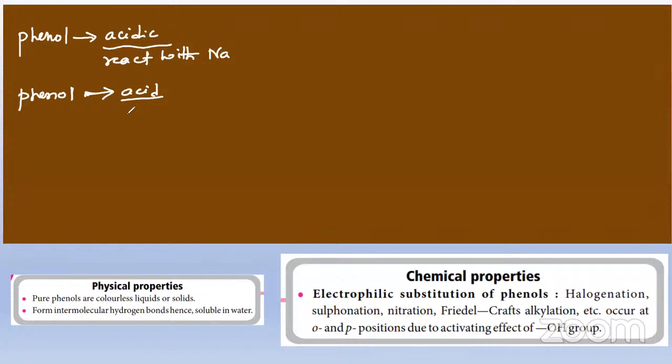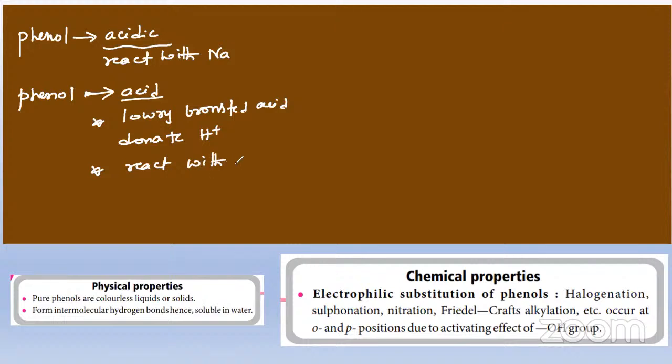What kind of acid? It is a Lowry-Bronsted acid. What is a Bronsted acid? One who donates a proton, one who donates H+. Yes, sir, it is an acid because it donates H+. And it is an acid because it reacts with a base like NaOH. Hence, these two reactions show that phenol is an acid.